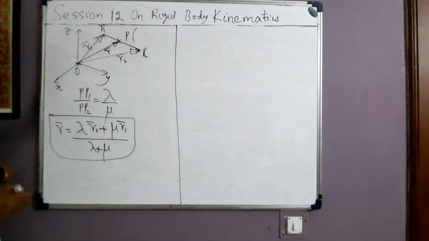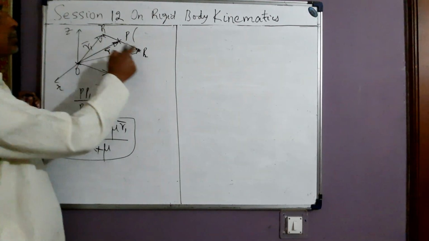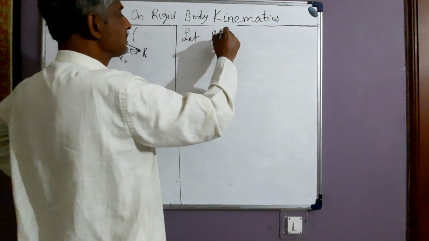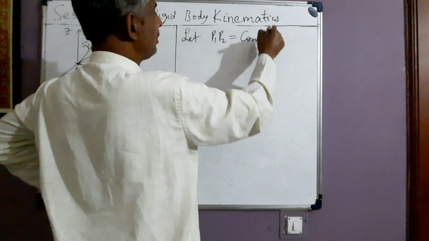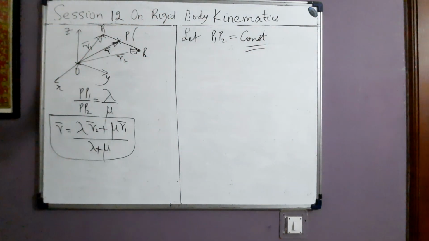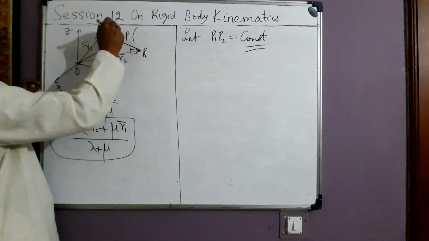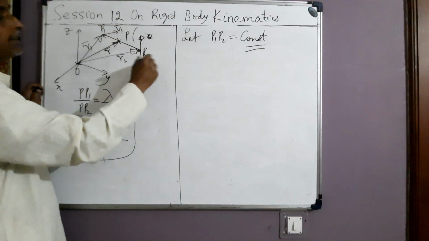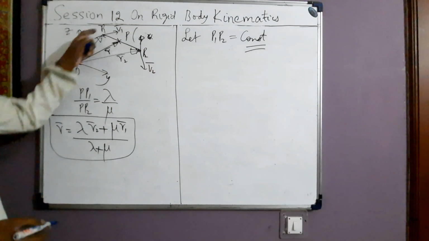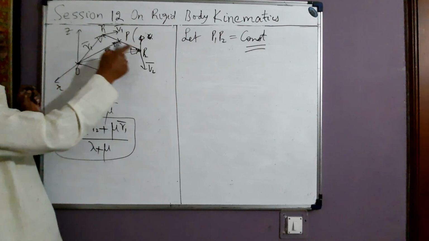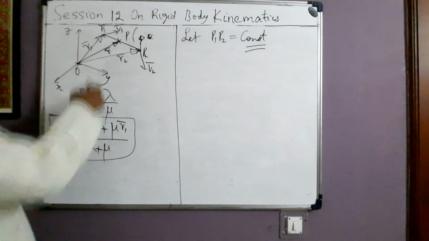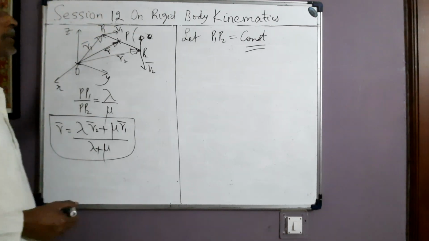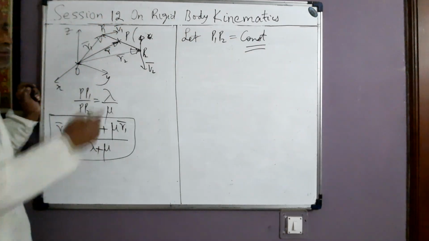Okay. Now suppose the distance between P1 and P2 is constant. Now suppose P1 moves at a velocity v1 and P2 moves at a velocity v2. I show them here like this, randomly. Velocities of P1 and P2 are v1, v2, but the distance between P1 and P2 is constant. Fine. That is, the line P1, P2 is a rigid line. So let P1, P2 be constant, that is, the distance is constant.